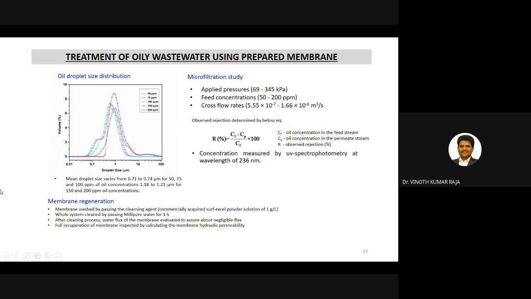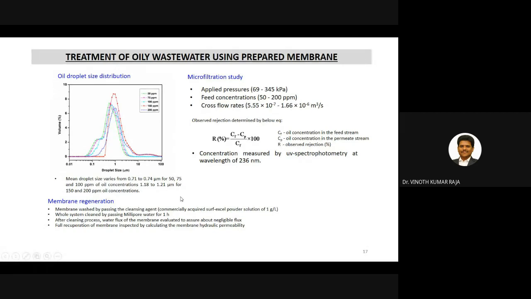The mean droplet size varies from 0.71 to 0.74 micrometer for 50, 75, and 100 ppm oil concentration, and 1.1 to 1.21 micrometer for 150 and 200 ppm oil concentration. That is, these oil droplet sizes are analyzed by using a laser particle size analyzer.